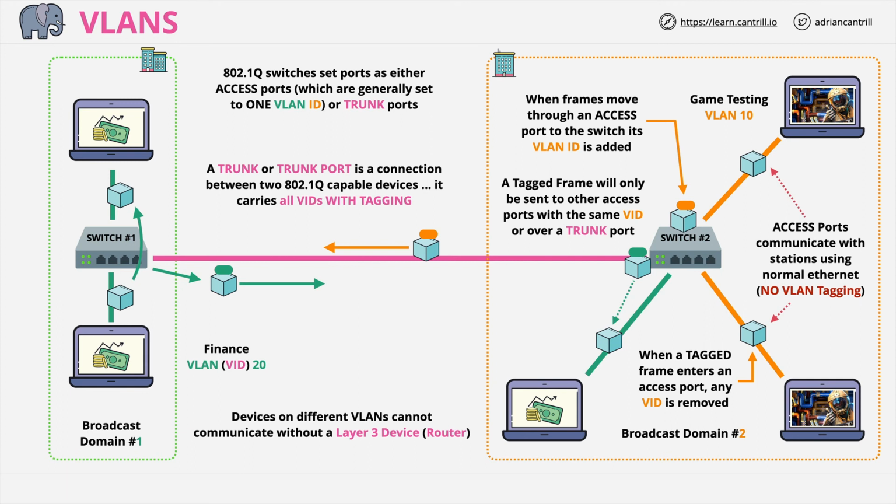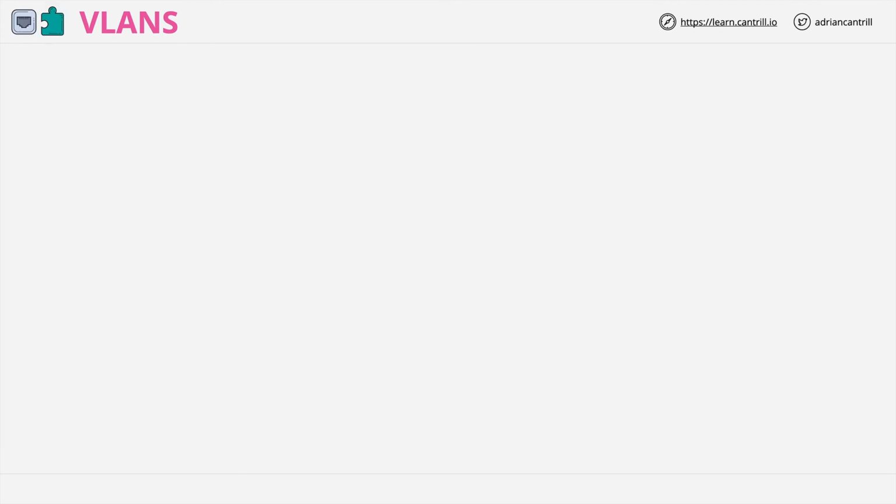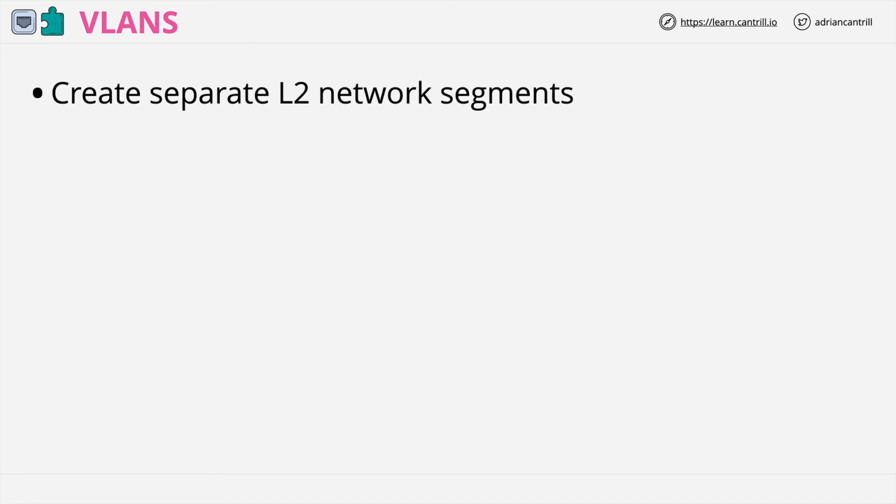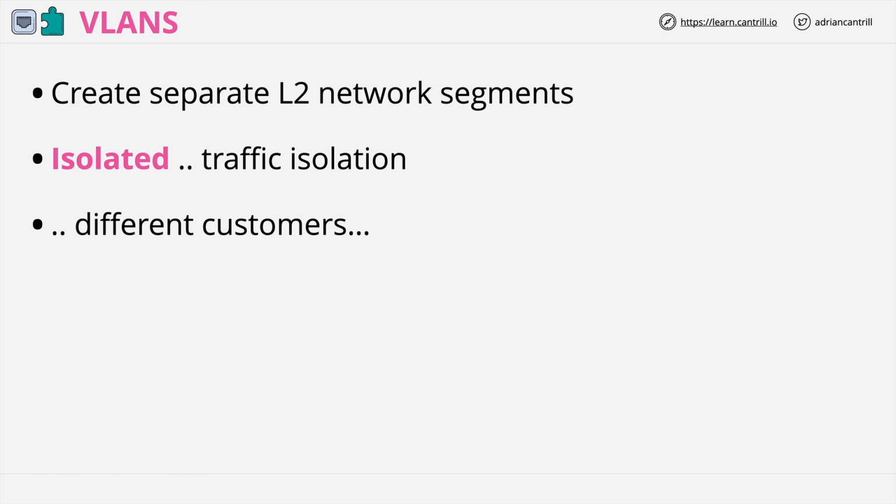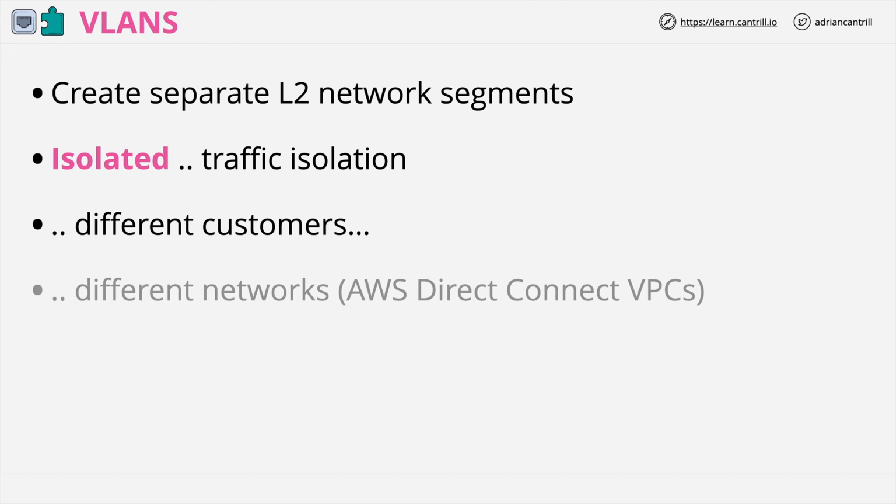A few summary points though that I do want to cover before I finish up with this lesson. First, VLANs allow you to create separate Layer 2 network segments, and these provide isolation, so traffic is isolated within these VLANs. If you don't configure and deploy a router between different VLANs, then frames cannot leave that VLAN boundary, so they're virtual networks, and these are ideal if you want to configure different virtual networks for different customers, or if you want to access different networks, for example when you're using Direct Connect to access VPCs.